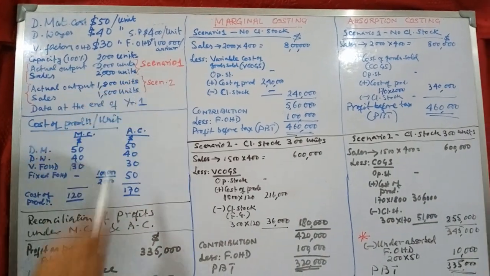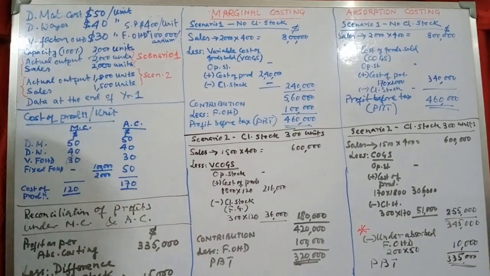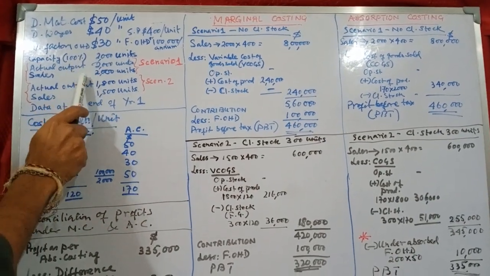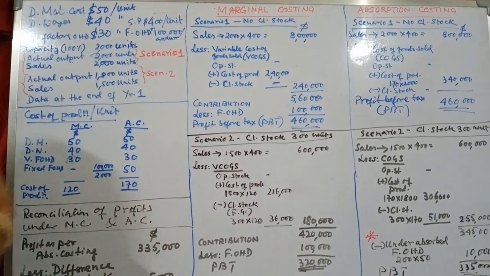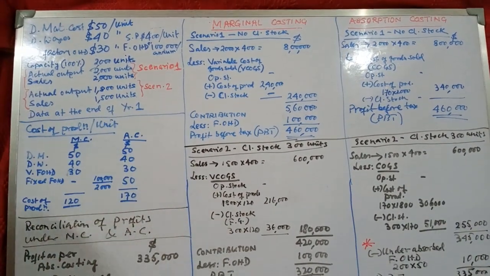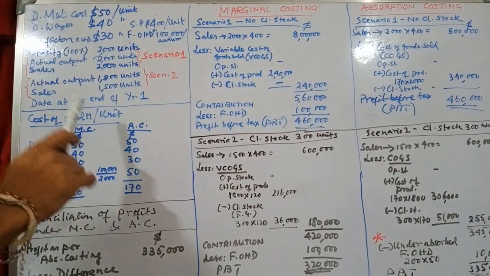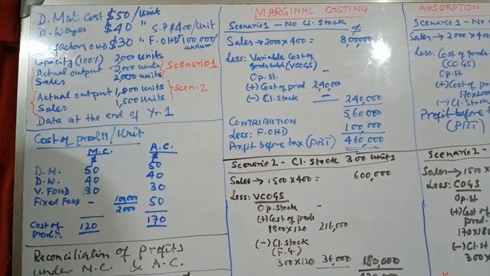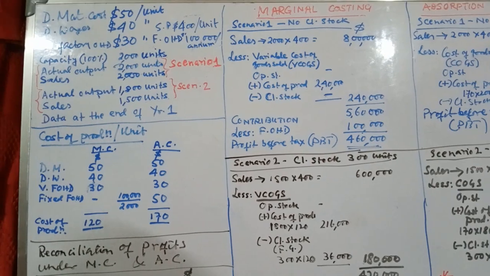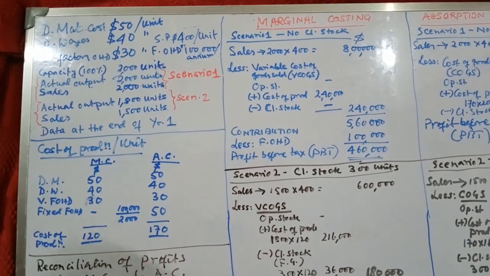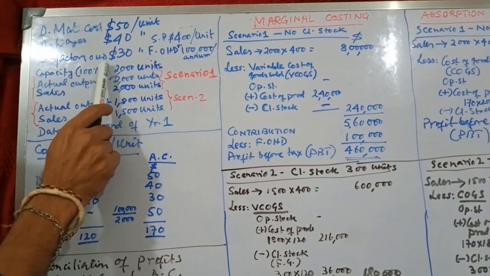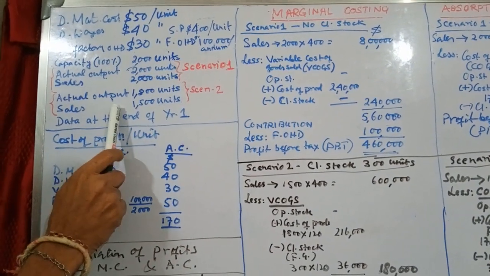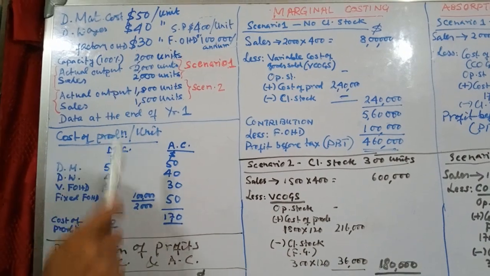Now we have taken two scenarios. In scenario 1, actual output is equal to the installed capacity and sales is equal to the actual output. That means there is no closing stock. And since this is the firm's first year of operation, there is also no opening stock. And we have considered scenario 2 where actual output is less than the full capacity, and actual sales is also less than actual output, so there is closing stock.